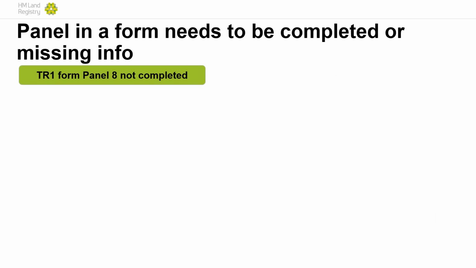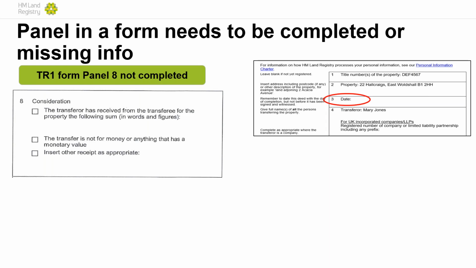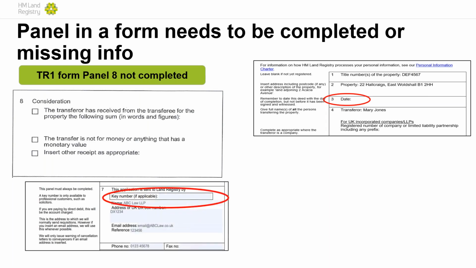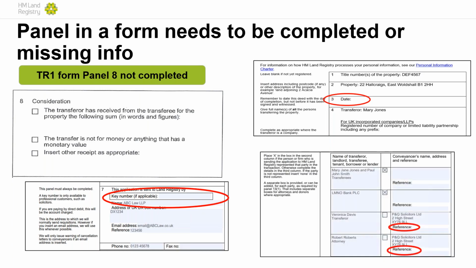In this scenario, we have received an application with missing information. Panel 8 of the TR1 form has not been completed. Secondly, the date has been omitted from the form TR1. Thirdly, the key number is missing from form AP1. And lastly, the reference has not been stated on the form AP1. We would raise a requisition for the deed or documents to be amended to set out all the missing information.